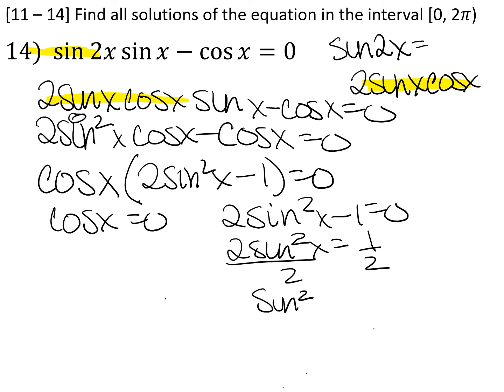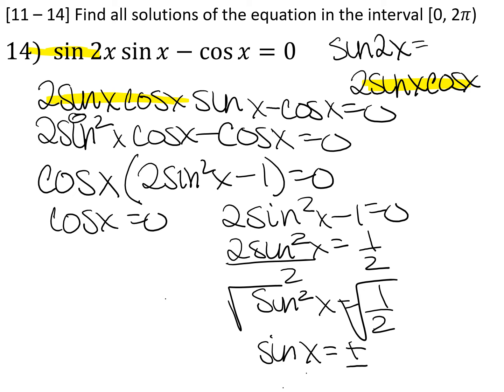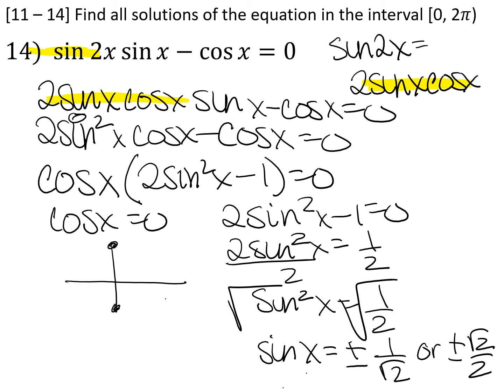Okay, so then I need to square root both sides. That's going to give me sine x is equal to positive or negative 1 over root 2. If you rationalize your denominator, you'll get positive or negative root 2 over 2. So that actually does work. Okay, so then when I'm looking at those angles, cosine is 0 when the x value is 0 here and here. Okay, and so that means I'll have one at pi over 2 and 3 pi over 2. And then root 2 over 2 is when the sine is 45 or pi over 4. That'll be this coordinate here.